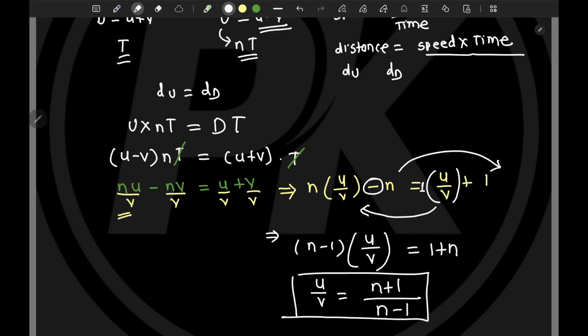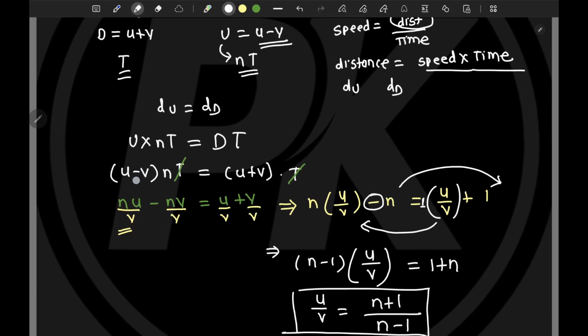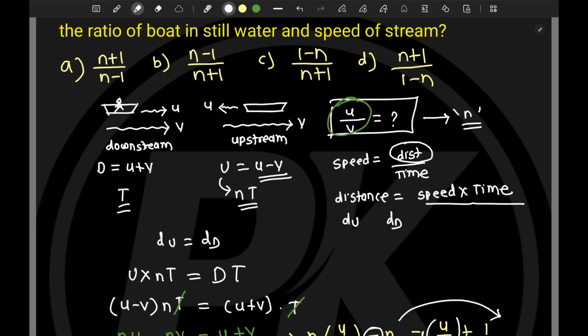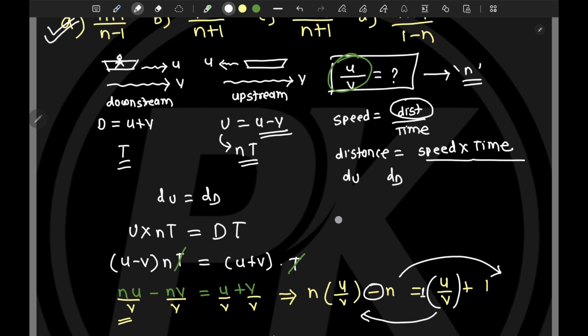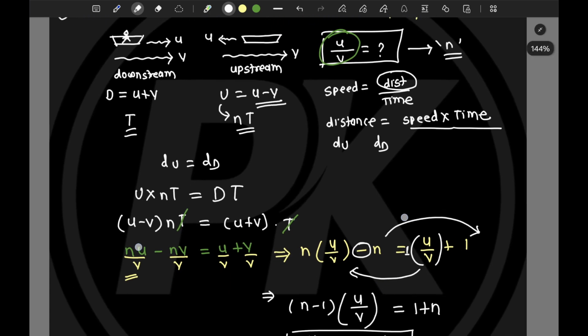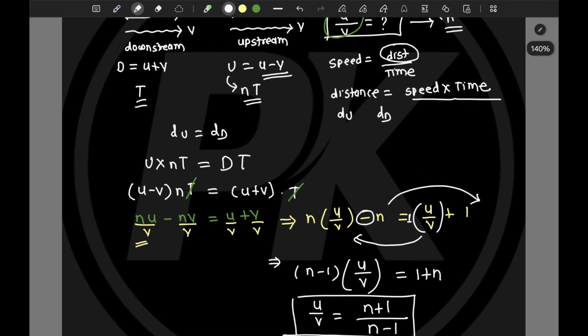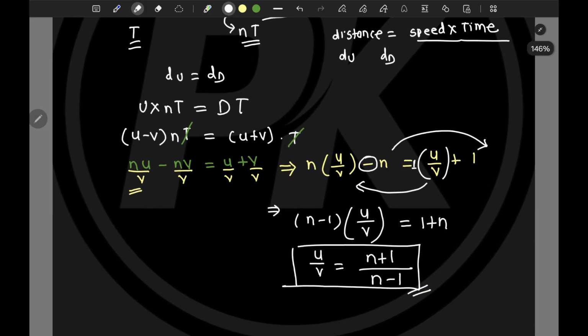Now check which option this is. The option number 1, right? n plus 1 divided by n minus 1. Hence option number 1 is correct. So if you are not able to remember this directly, we will see in the upcoming problems, it's okay. The way we derived it, the same way you can do it. But if your memory is sharp and under examination pressure you are able to recall this formula, it is very good. It will save a lot of time.